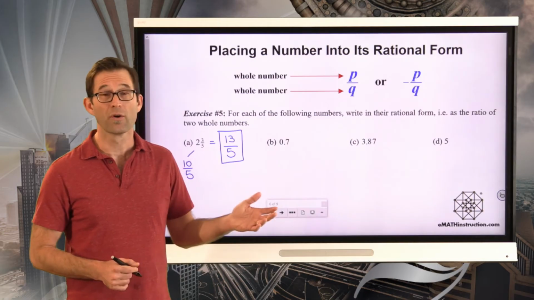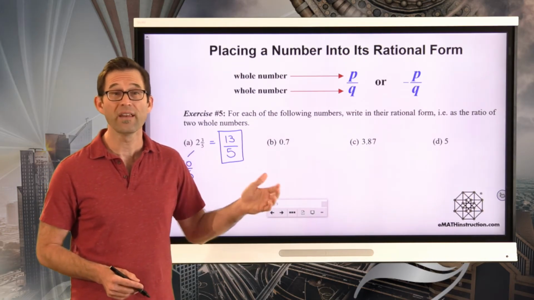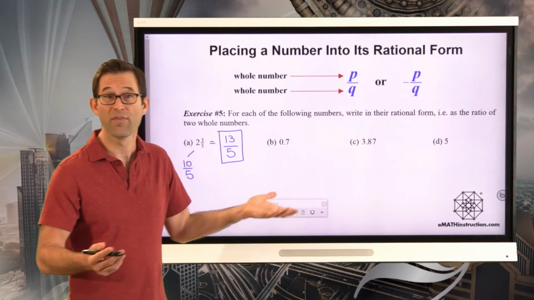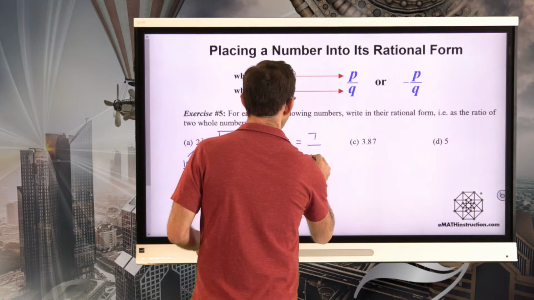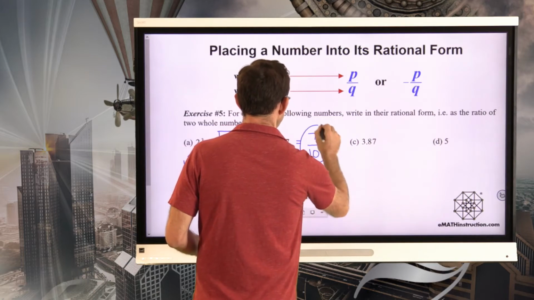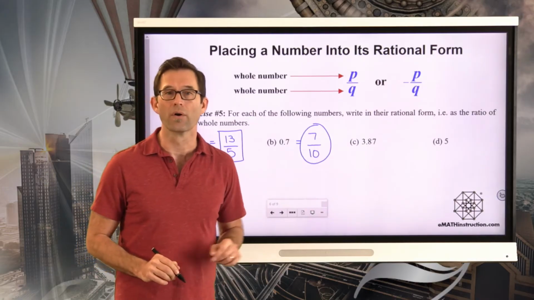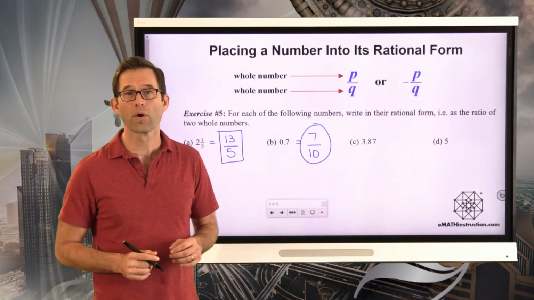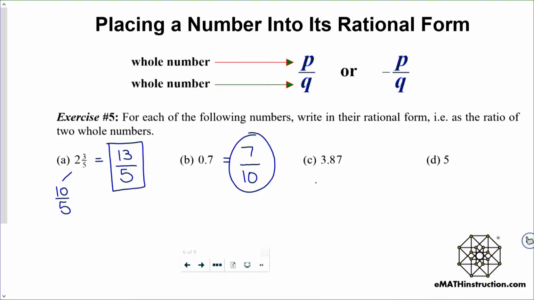All right, well, letter B is literally all in the way you even talk about this number. That is the number 7/10, and there's its rational form, right? This is the ratio of 7 to 10, or just the fraction 7/10. This one might be a little bit harder, right? But given our work with decimals, it shouldn't be that bad. 3.87 is the same as 387 to 100, right?